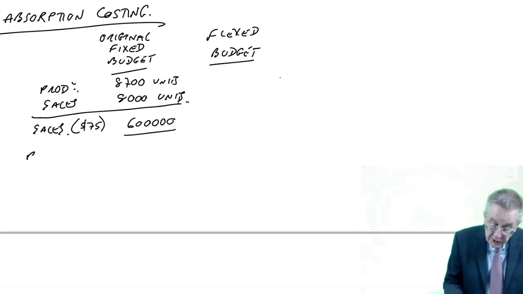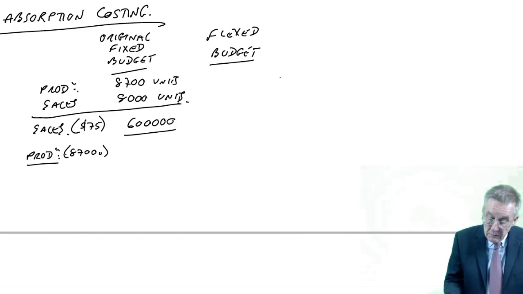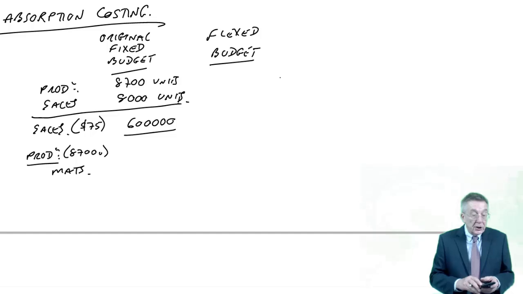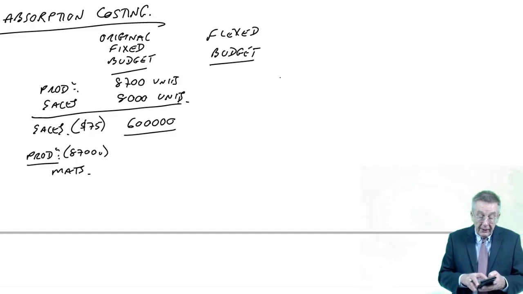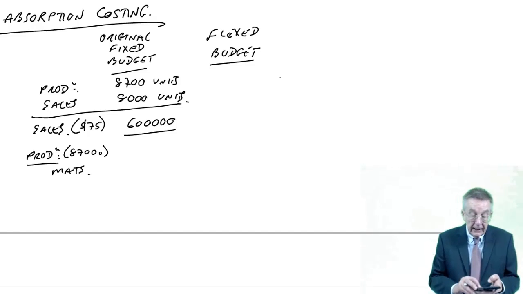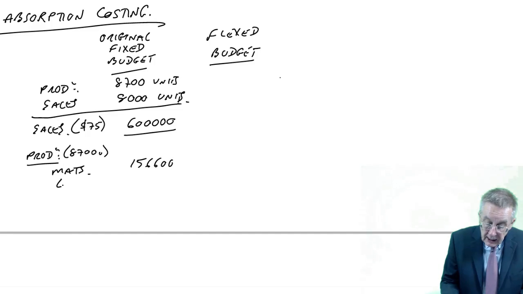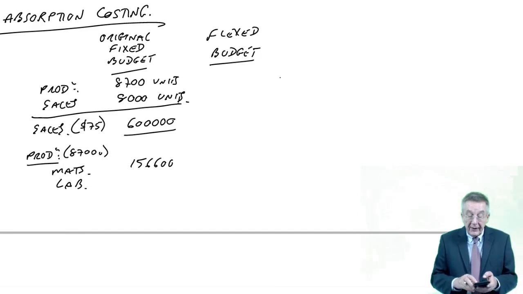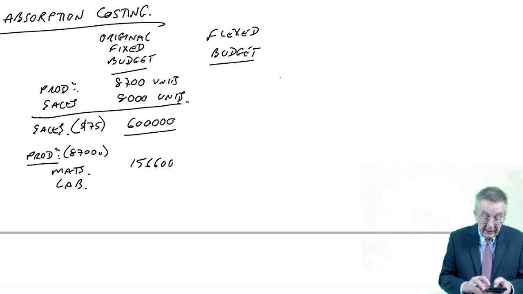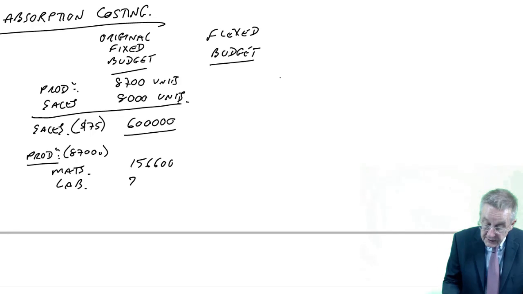The cost of production. Well, remember, we're producing 8,700 units. And so the materials, from the cost card, it should be 18 a unit. So 8,700 at 18, 156,600. Labour, 25 a unit, 8,700 at 25 is 217,500.